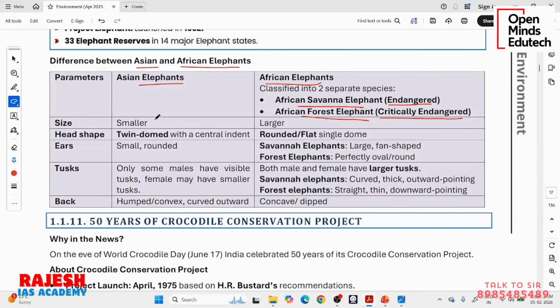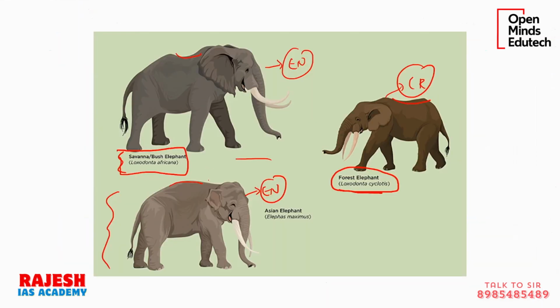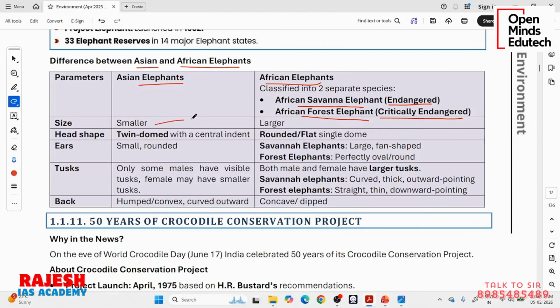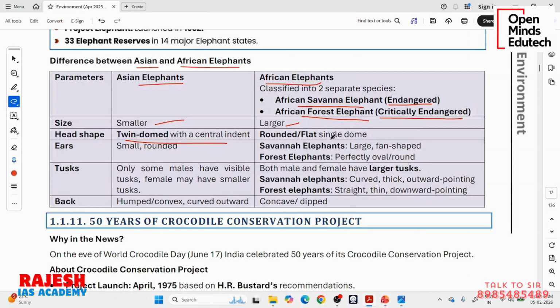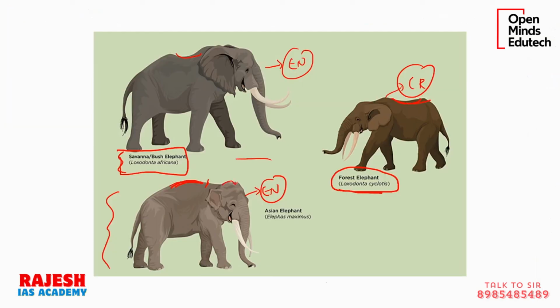As you can see in this image, the Indian elephant, the Asian elephant, is smaller, and African ones are larger. It is twin domed with a central indent. Central indent means this convex shape, here you will see the convex shape. They are talking about ears and head shape. Head shape here is twin domed, so one dome, two dome. Here it is just one dome.